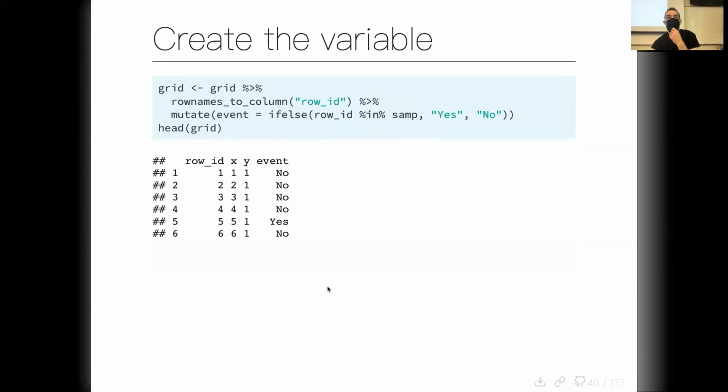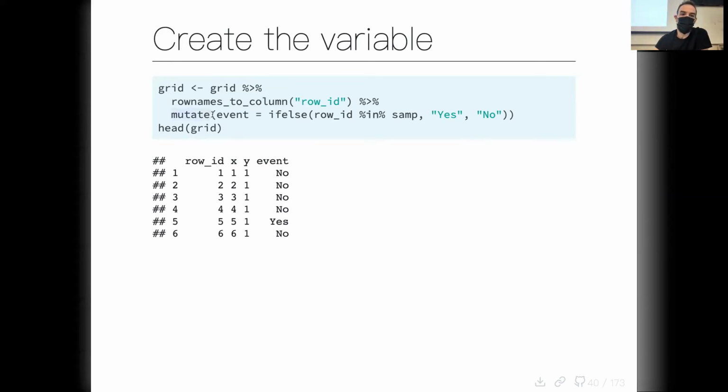All right. Then from here, I'm going to create a new variable in my data set, which I'm calling event. Because this is just totally generic, right? If it was something different, then I would actually put the name of that variable. But here I'm going to say grid, row names to column, and row ID. So that gives me this variable right here. All that's doing is taking this number and making it an actual variable instead of just the row number. I already have my X and Y.